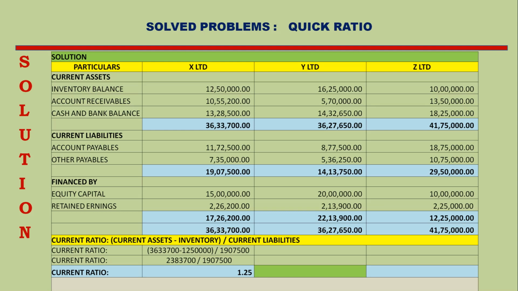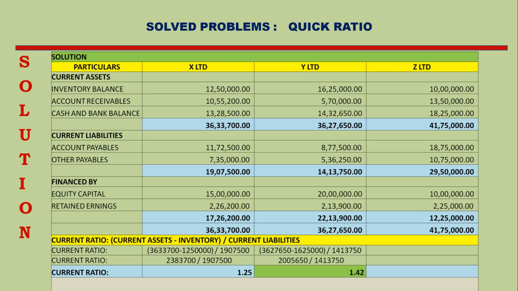For X Limited, 3,633,700 minus 1,250,000 divided by 1,907,500. 3,633,700 minus 1,250,000 is equal to 2,383,700, divided by 1,907,500 is equal to 1.25. This is the quick ratio for X Limited.